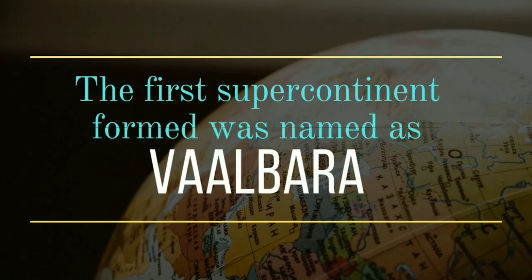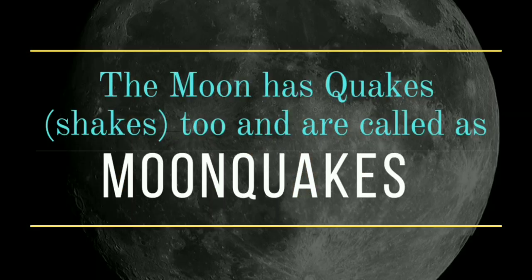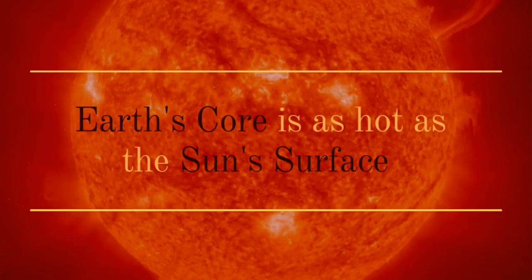The first supercontinent formed was named Valbara. The Moon has quakes too, and they are called moonquakes. Earth's core is as hot as the Sun's surface.